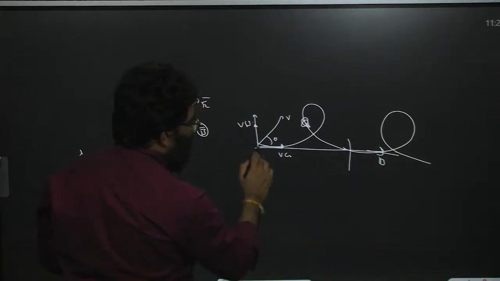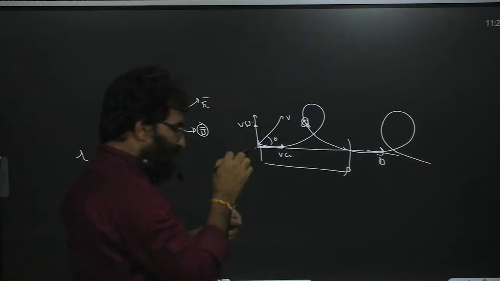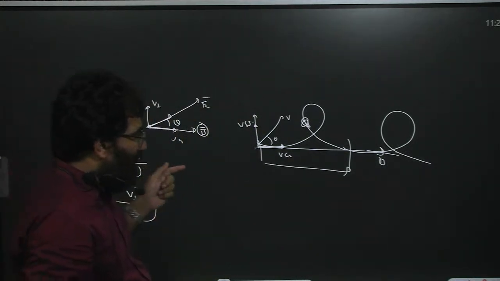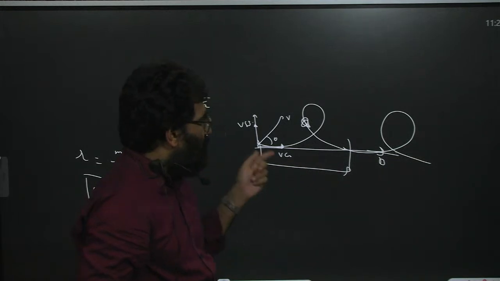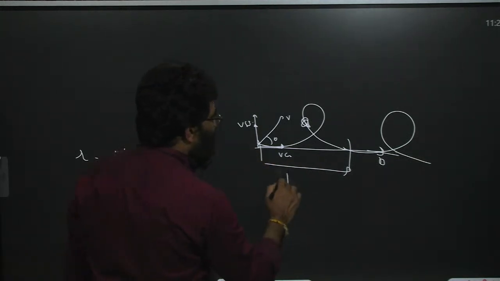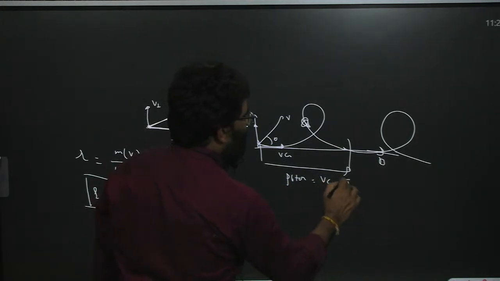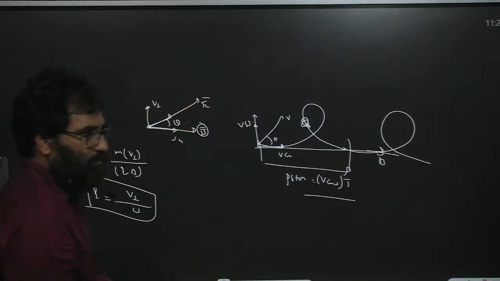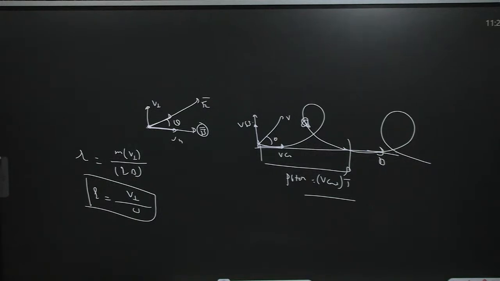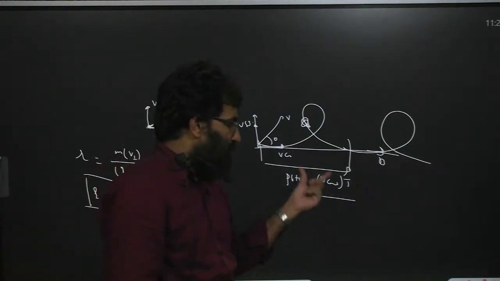So this is called pitch. In one complete cycle, the distance moved by the charged particle along the magnetic field direction is called pitch. Pitch is equal to v cos theta into the time period. This is very important. Along the magnetic field direction, the distance covered in one complete rotation is called pitch. That is called helical motion pitch.